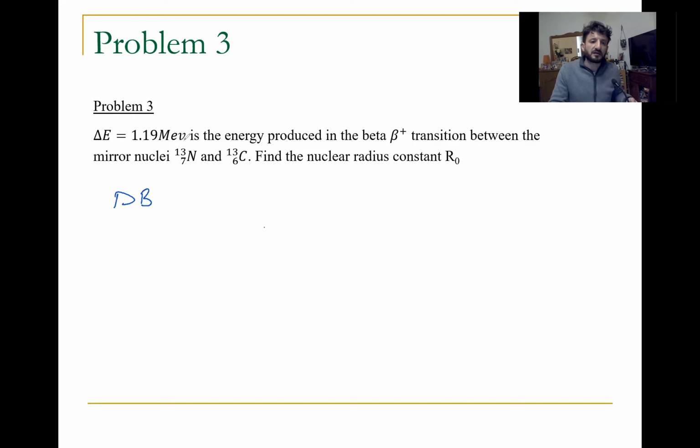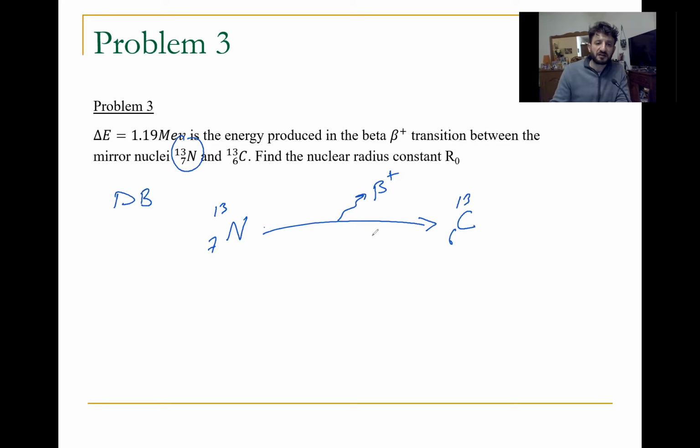Nitrogen decays to carbon 13. During the transition, we have beta plus emission. So we have a transition from nitrogen to carbon, and we have beta plus decay. I give you delta binding energy equal to the binding energy of nitrogen minus the binding energy of carbon. Anyway, I calculate the absolute value of delta binding.